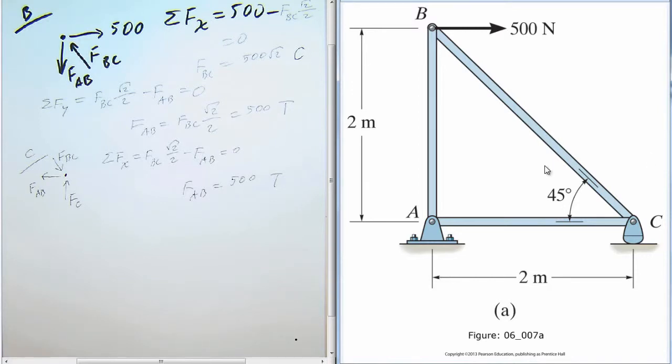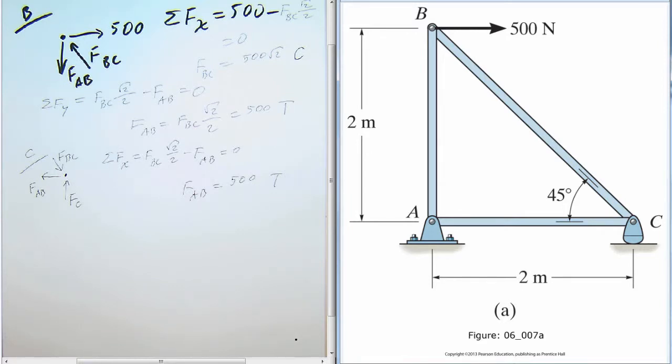So one thing that's important is whatever force you have for a member, when you do the free body diagram of one of its ends, you need to draw the force acting in the opposite direction on the other end. So if the member is in compression, for example, it's going to push out on both ends where it's connected.